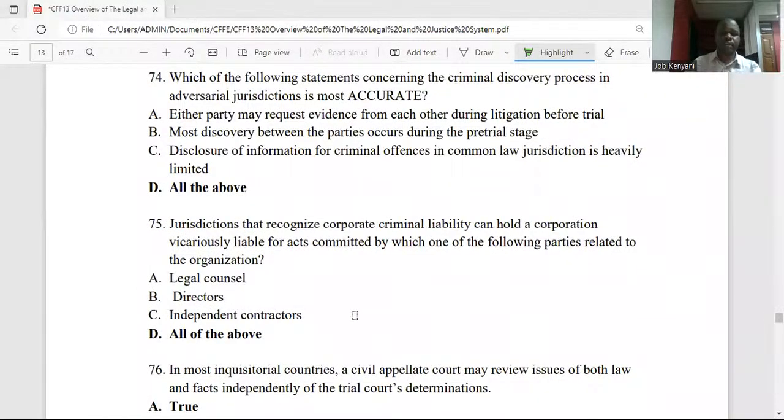So you can look at one final one. So question number 75. The jurisdictions that recognize corporate criminal liability can hold a corporation vicariously liable for the acts committed by which one of the following parties related to the organization.